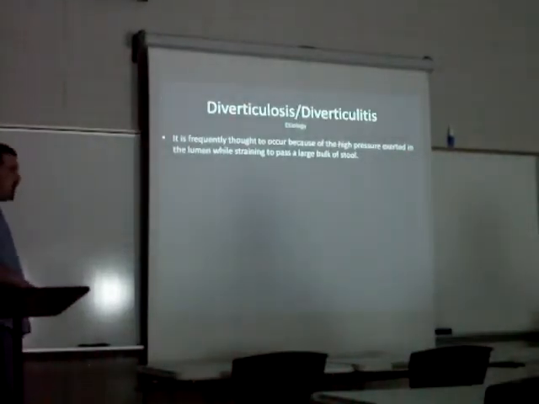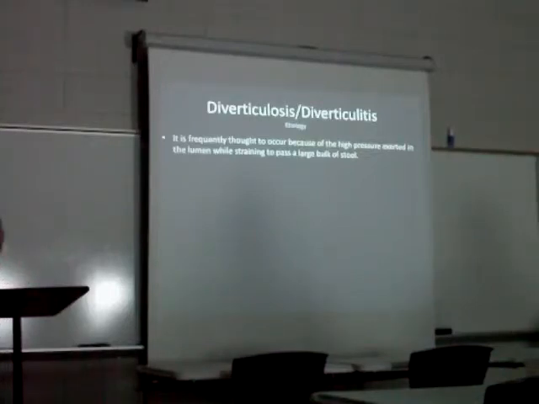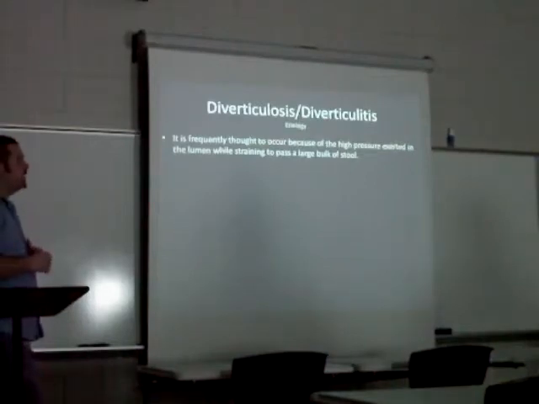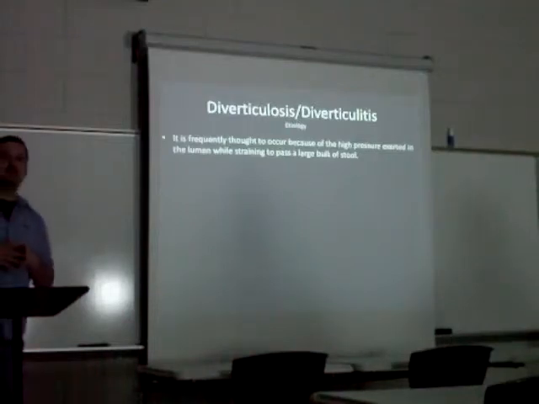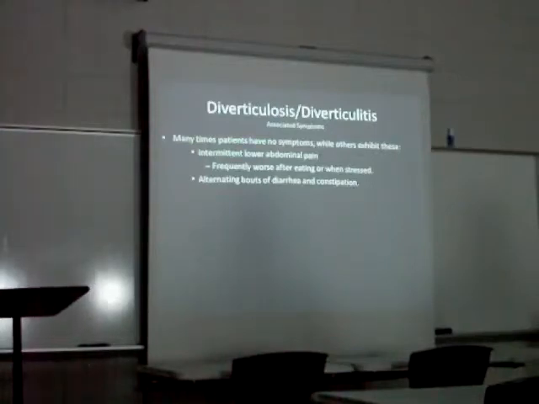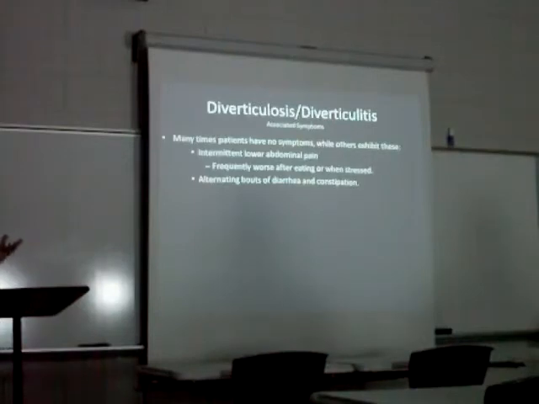For the most part, they don't really know why diverticulosis, diverticulitis occurs, but it is presumed that it occurs because of the high pressure that is exerted in the lumen when straining to pass a bulk of stool. And you see this probably if someone is constipated and they're having difficulty actually moving their bowels. This is a prime candidate for someone who will have diverticulosis and diverticulitis. And so the associated symptoms are that many times patients don't have any symptoms until they actually have a flare-up.